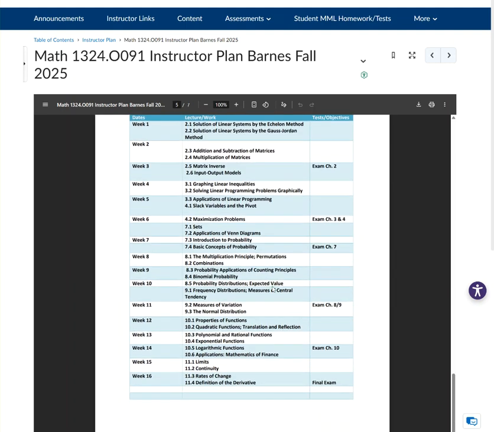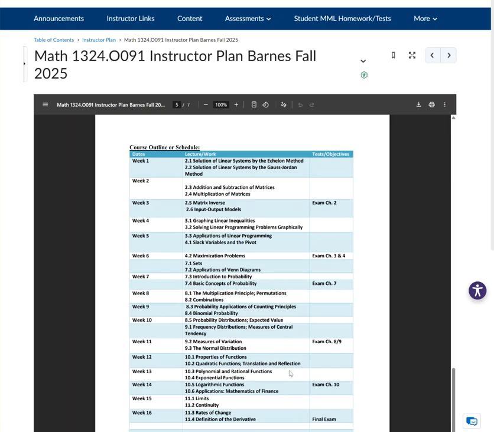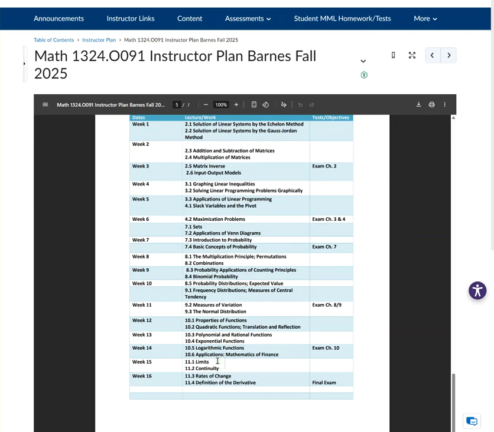This is a general outline of the course. I have a more detailed one in the calendar that we'll look at, but this just shows a suggested schedule, but we'll see the actual due dates and everything when we look at the real calendar.